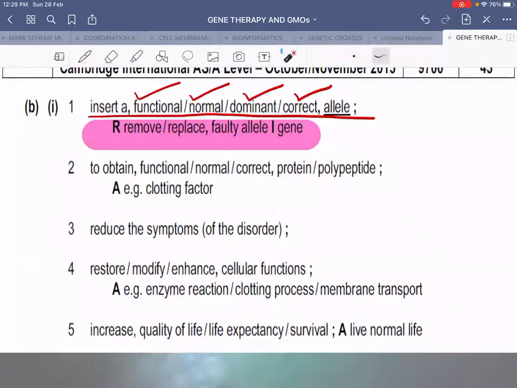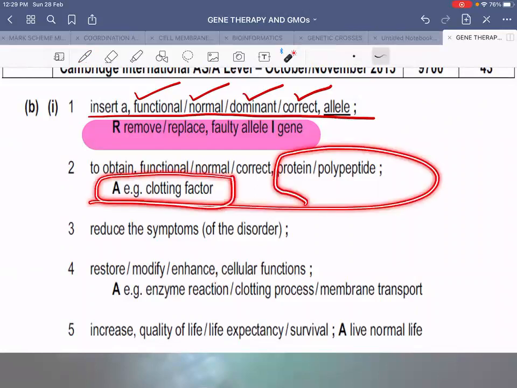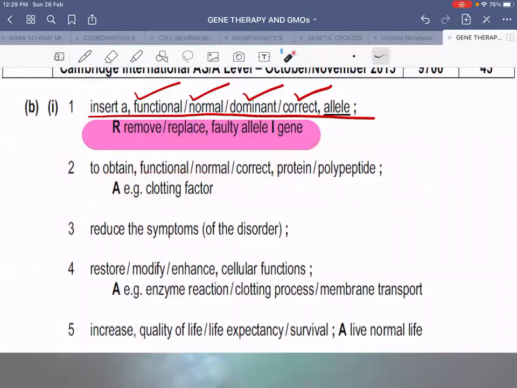Why are you doing this? Because you want to obtain a normal polypeptide. For example, if we want to insert an allele which is coding for clotting factor 8, we want that allele because it is coding for that particular polypeptide. Why are we doing this? Because the question was outline the goals of gene therapy.